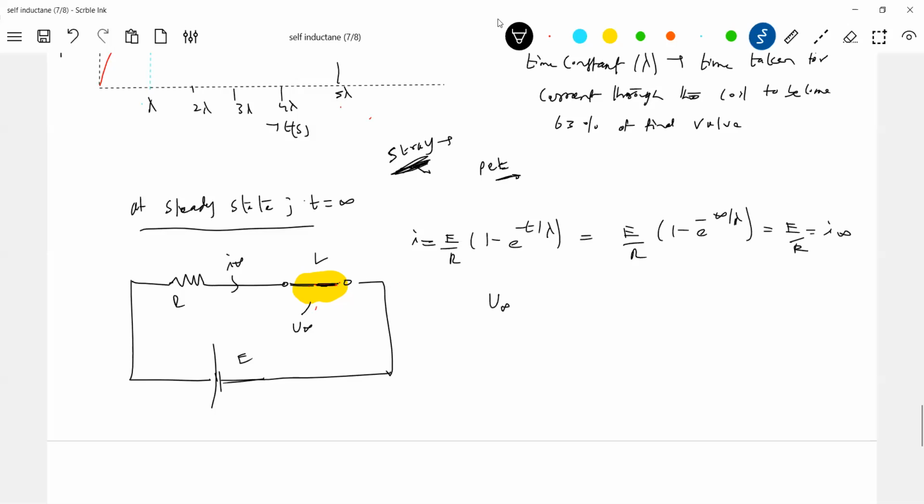So what is the energy stored in the inductor at steady state? Half L i square, L by 2. I infinity is (E by R) whole square. So it is L E square by 2R square.